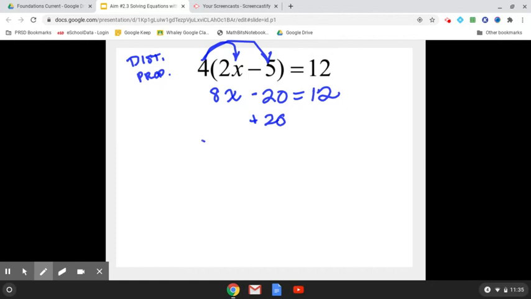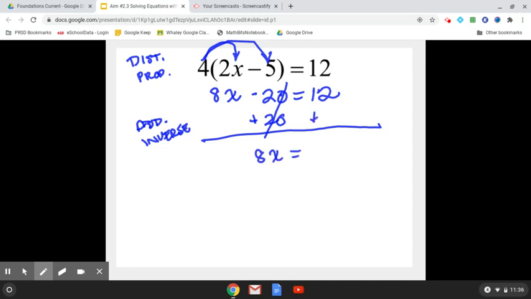All right, now we're going to add 20. So let's pause for a second. Why did I add 20? That's called the additive inverse. Okay, I'm going to abbreviate here, but that canceled out the negative 20, or it made them 0. 8x is equal to, well, I'm going to add 20 on the other side. Pause for a second. What's the reason? Addition property of equality. I apologize, my handwriting there is not super great, and I am abbreviating, but the addition property of equality. 12 plus 20 is 32.